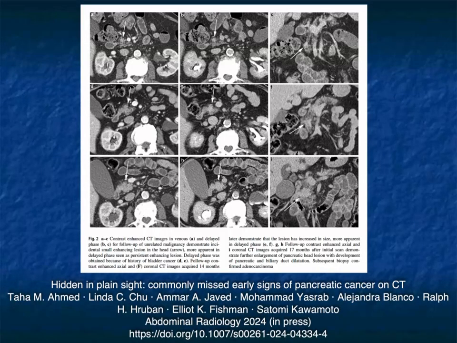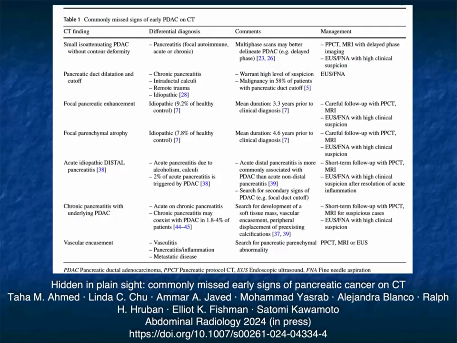And here's just a couple of the images from the article. You can read the legends showing very nicely how lesions can become very, very subtle, easy to miss, and within a year, they're easy to see. But in retrospect, you can see in these cases, the lesions were present early on during the study. We talk about commonly missed signs of early PDAC on CT. And again, I'll just comment on them. This is a chart from that article.